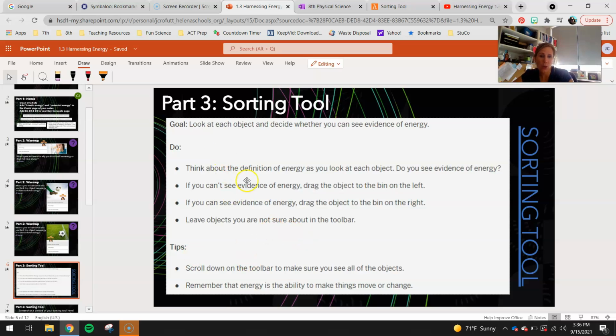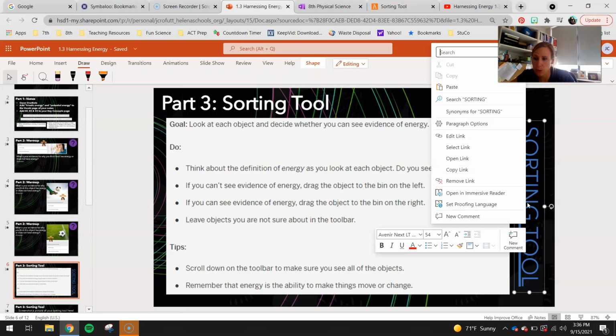Okay, so think about the definition of energy. So remember, it has the ability to move or change. And then do you see evidence of energy? Is it moving or changing? Okay, if you can't see evidence of energy, drag your objects to the left. Okay, I guess the left would be this way for you guys. And then if you can see evidence of energy, so you see it moving or changing, drag it to the right. Leave objects you are not sure about over in the toolbar on the right-hand side. And then scroll down on the toolbar to make sure you get all the objects. And remember that energy is the ability to make things move or change.